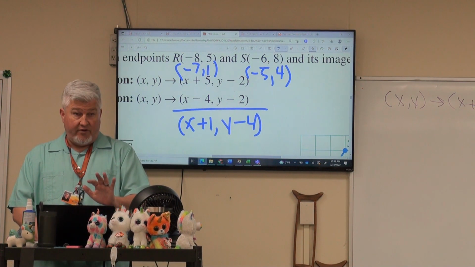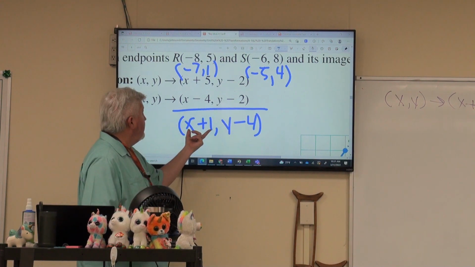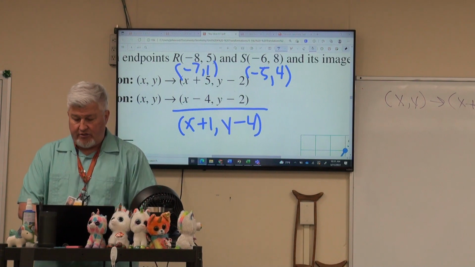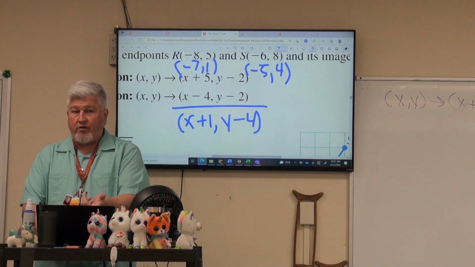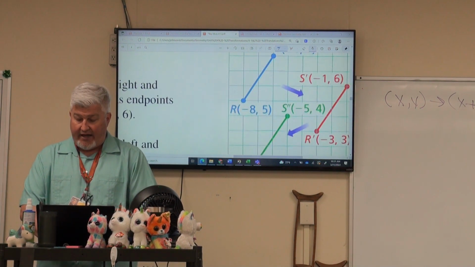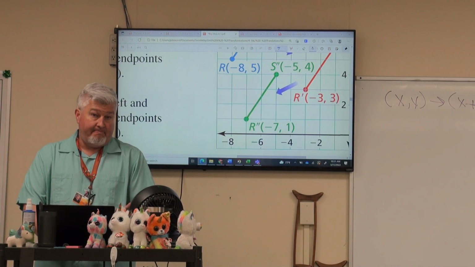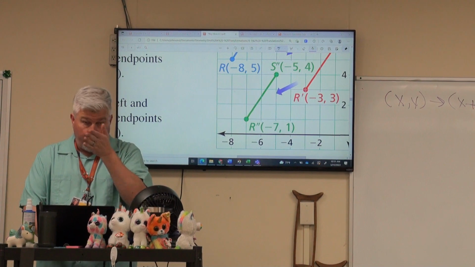You following where I got that from? Right? Just took this to here and here. And so if I look at my final image, the green one, those should be my coordinates, (-7, 1) and (-5, 4). And look at, there it is. So you can do a net composition to get where you want to end up.